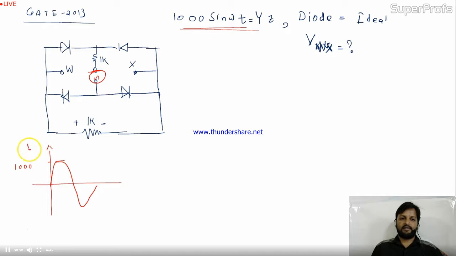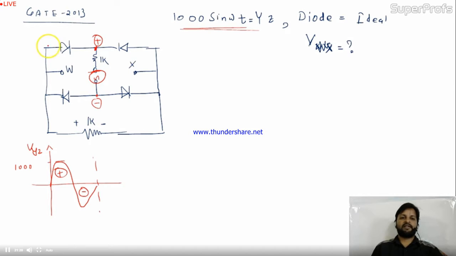This is V, this terminal was YZ, VYZ, right? So it has two halves, positive half and negative half in one entire cycle. Now the question is, what is the VWX? See friends, if I apply this to Y and Z in the positive half cycle, what will be the situation? Tell me. This terminal is at positive potential and this is at negative terminal.